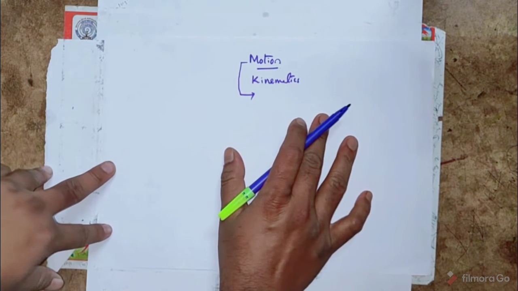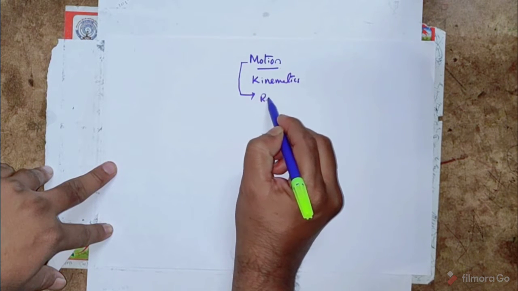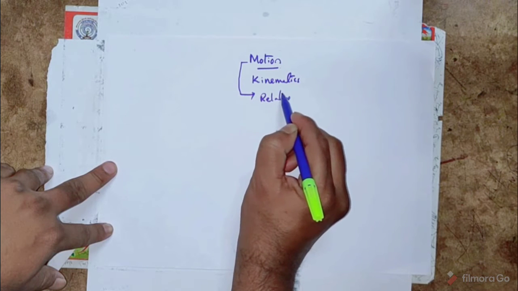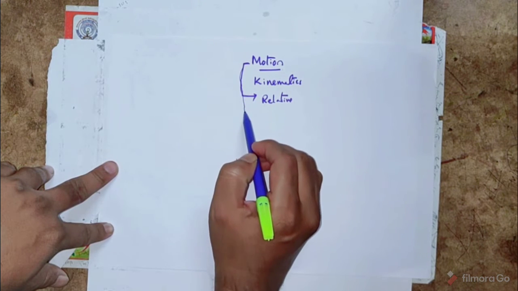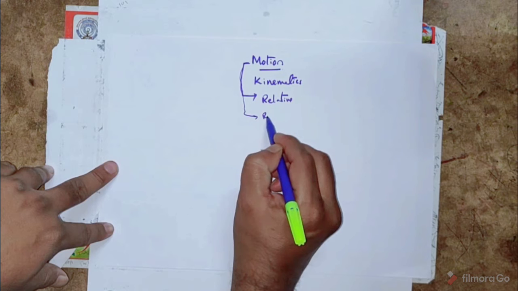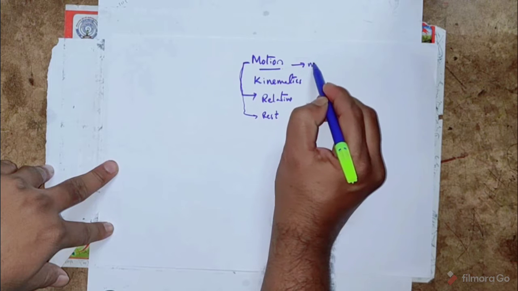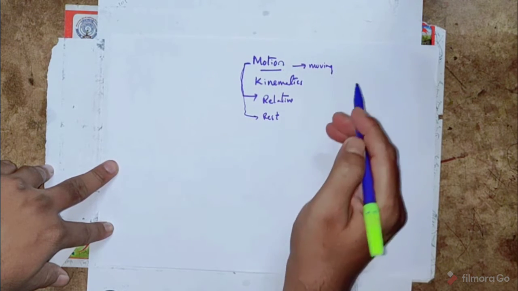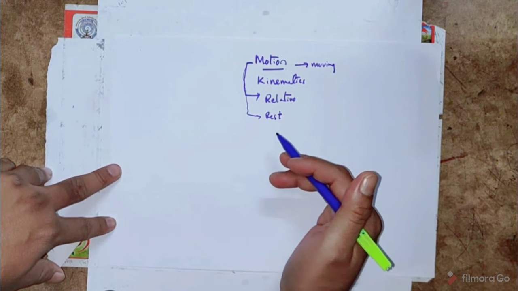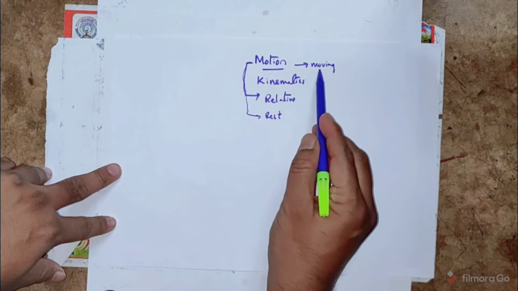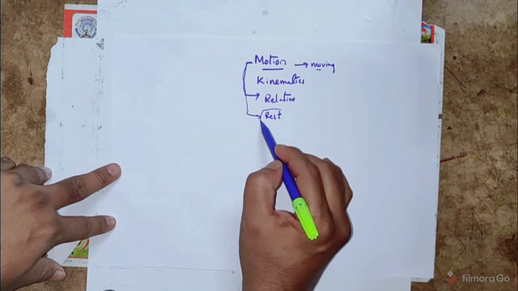Before understanding the term motion, we need to understand the term called relative, because for motion, another term called rest is also very important. Motion means moving in nature. For example, trains are moving, buses are moving, aeroplanes are moving, cycles are moving. The term motion refers to moving, and rest means the object is not moving.